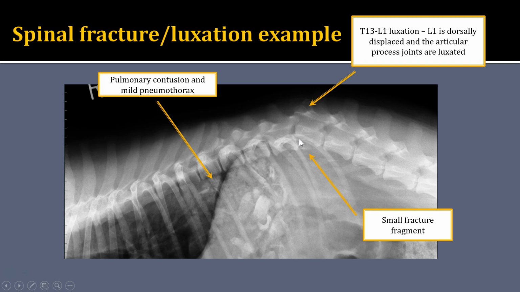Now you need to be systematic and look at everything. So although we're specifically imaging the spine here, we want to look at the regional soft tissues. And in this patient, we can actually see the lung lobes are retracted with some gas in the pleural space around them. So that's a little bit of pneumothorax. And then there's a fairly significant unstructured interstitial pattern, maybe almost alveolar pattern in the caudodorsal lung lobes here that would be consistent with pulmonary contusion.